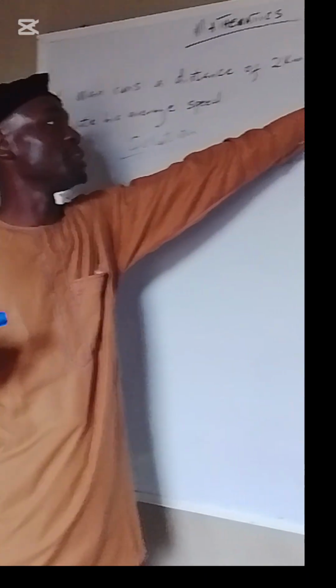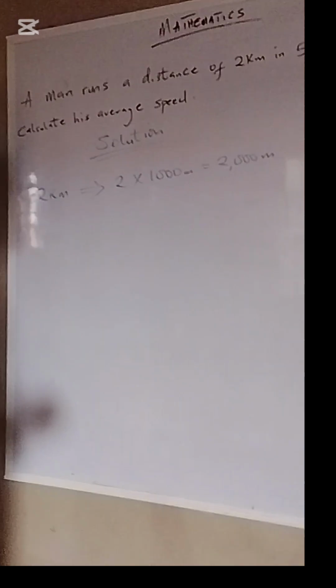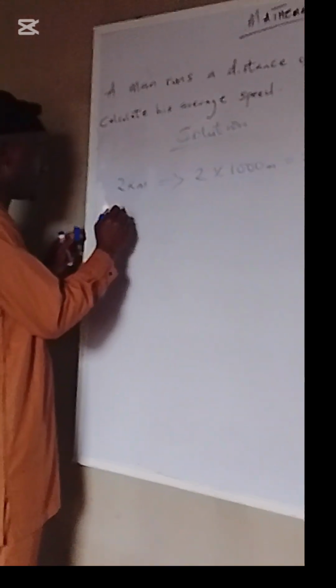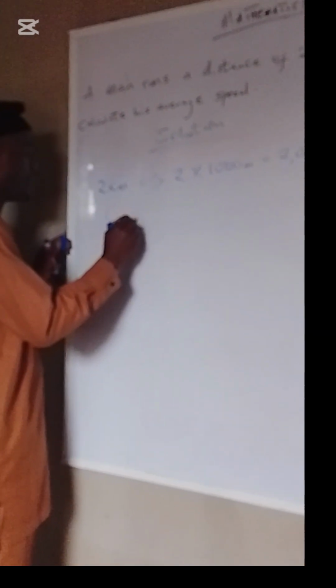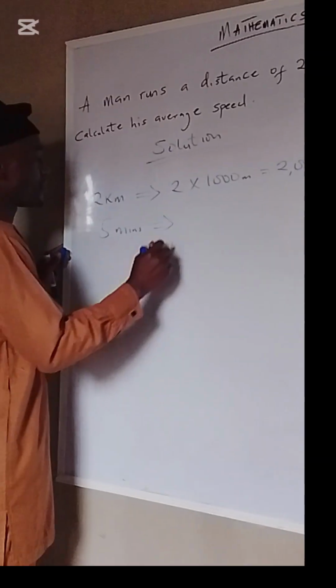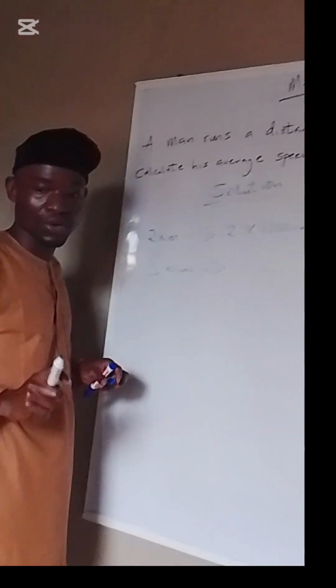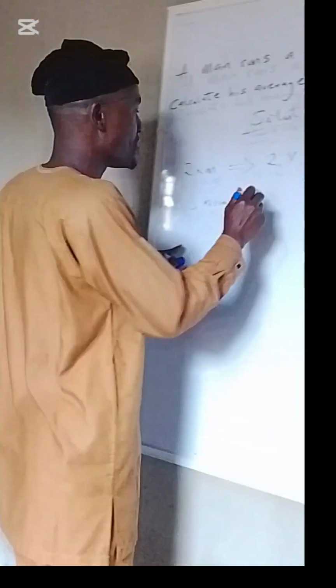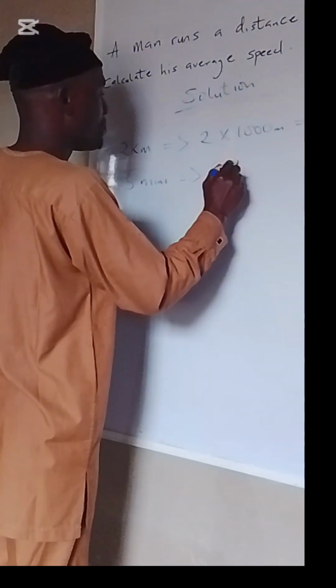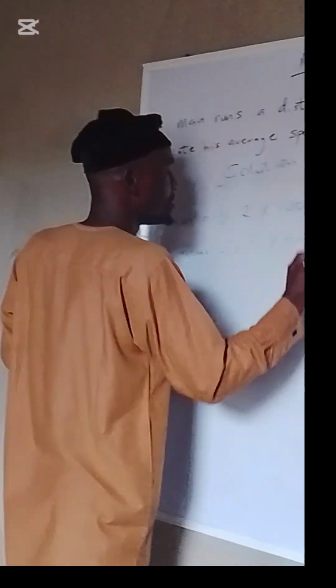The same thing is applicable to this 5 minutes. This 5 minutes we convert to seconds. Because 60 seconds make 1 minute, that will give us 5 multiplied by 60, which is equal to 300 seconds.